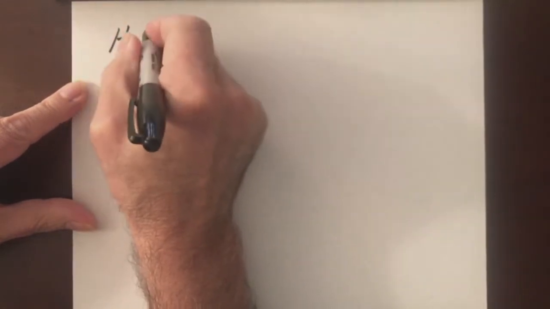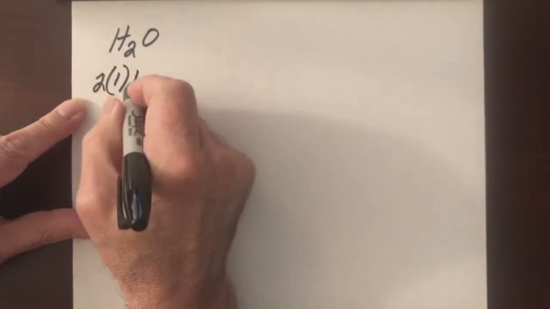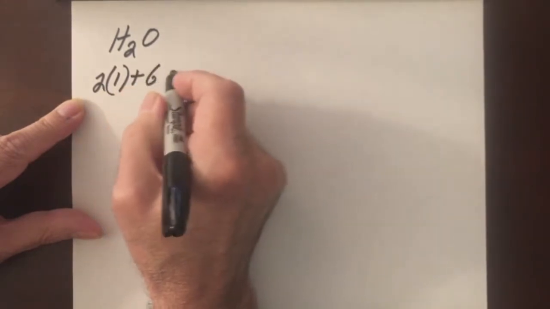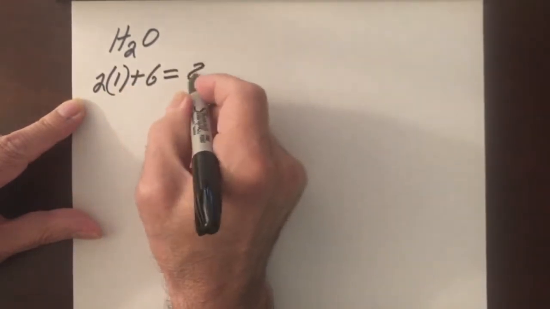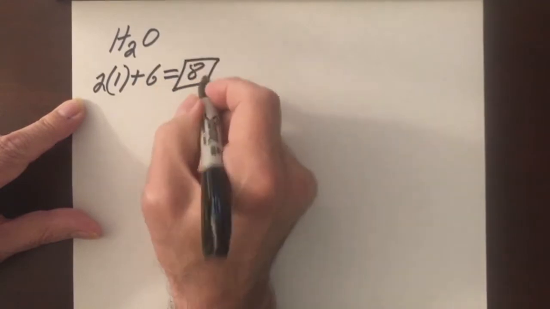Okay, let's do some practice. Start off easy. Water. Okay, so first step is to add together all the valence electrons. So we have two hydrogens, each has one valence electron, and the one oxygen has 6. So that gives me 8 electrons total.